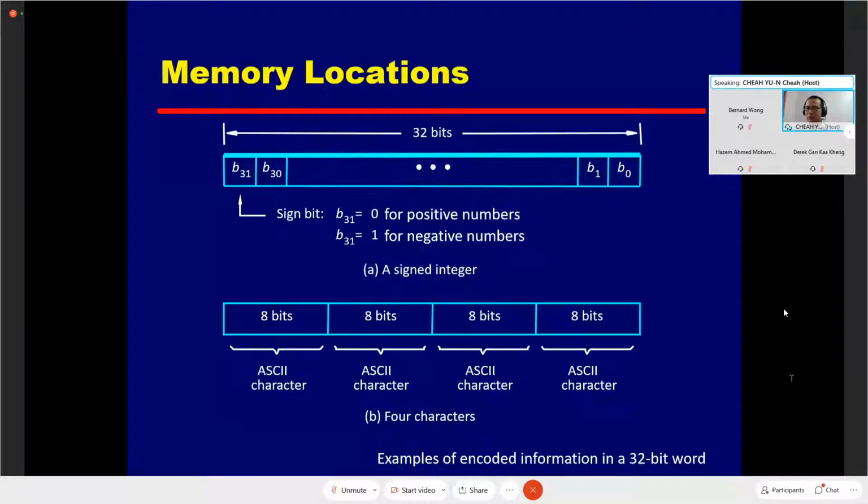Just looking through the chat box. Word is more like a group of bits. Yeah, okay, good. Thanks, Chihia.